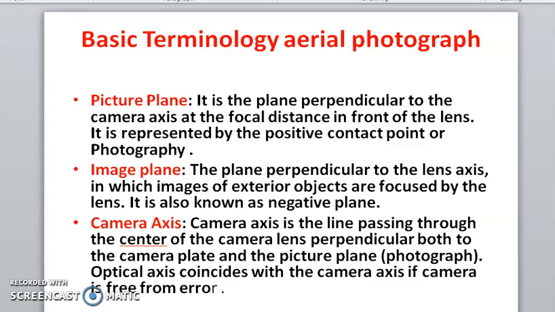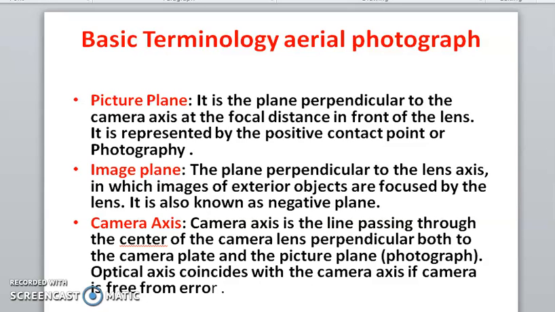Basic terminology in aerial photograph. First one, picture plane: the plane perpendicular to the camera axis at the focal distance in front of the lens. It is represented by a positive contact print or photograph. Image plane: the plane perpendicular to the lens axis in which the image of the exterior object is focused by the lens is known as the negative plane.